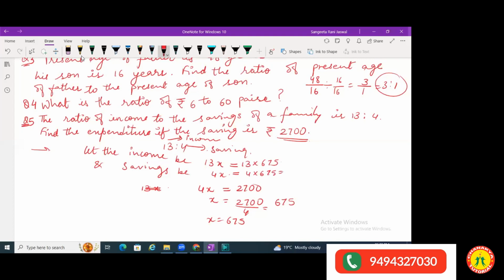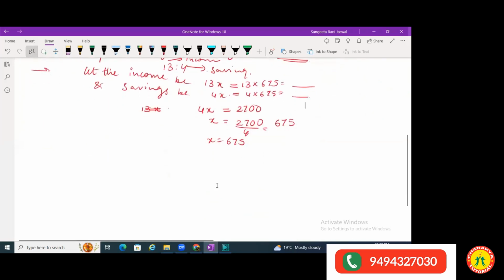Whatever answer you get for this, what are you asked? You find the expenditure if the saving is so much. How do we find the expenditure? Income minus savings will give you expenditure. Expenditure means the money you spent. So when you get your income amount and your savings amount, you subtract them and you get your expenditure.